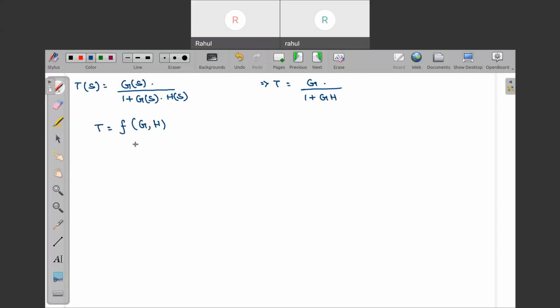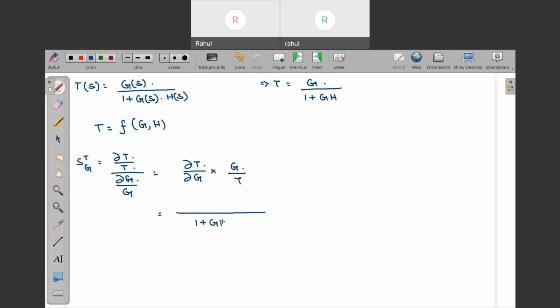So now let us try to find the sensitivity of this transfer function with respect to G. That will be del T by T divided by del G by G. So del T by T, let us write it like this, del T by del G into G by T. I can write it like this also. So what is del T by del G? Partial differentiation of T with respect to G. So that will be what?